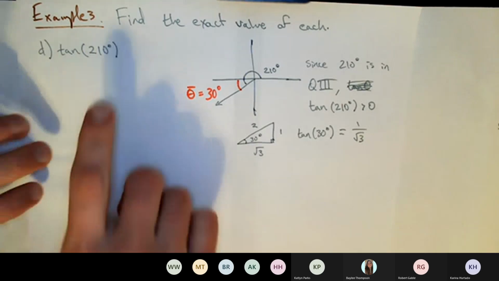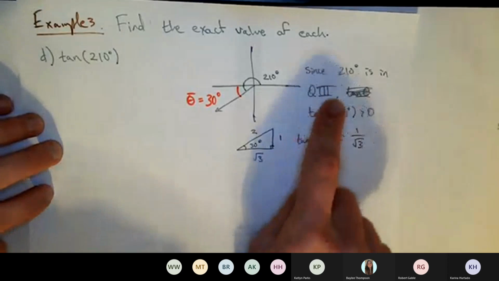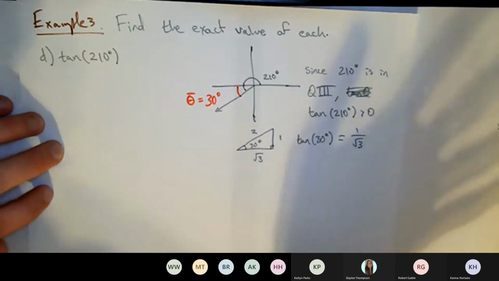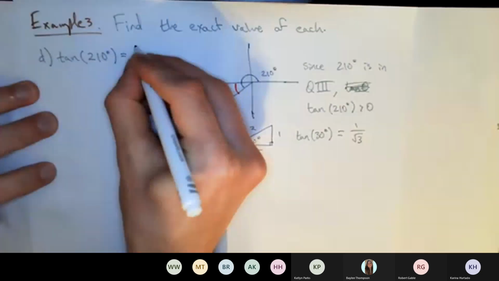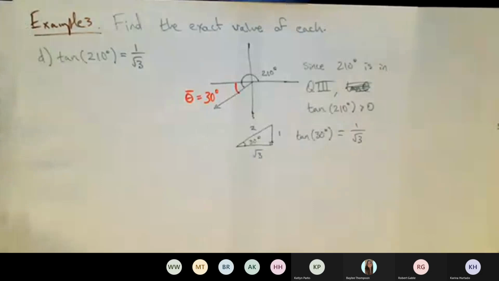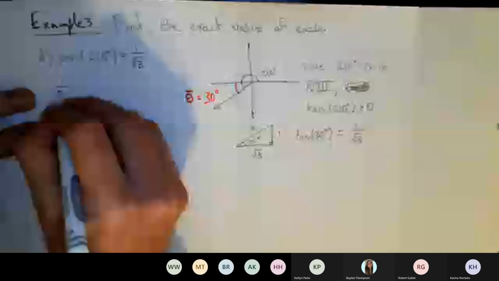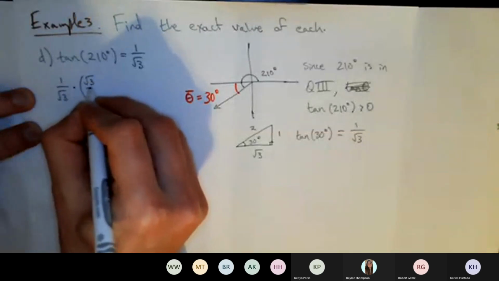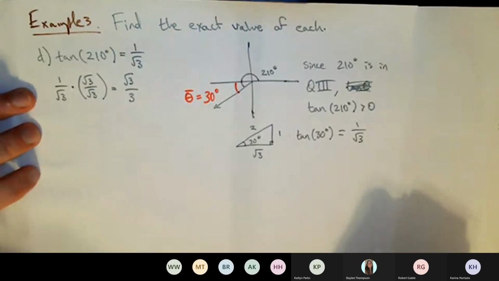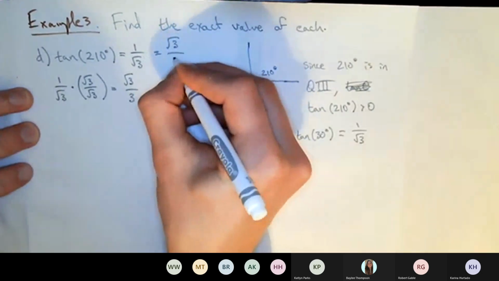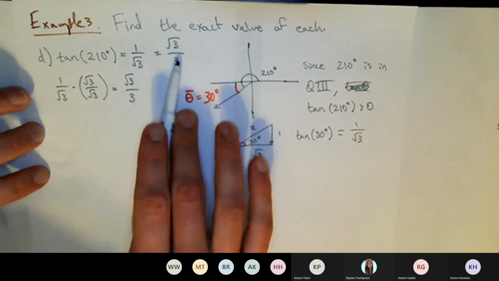How does that translate over here to tangent of 210 degrees? It's exactly the same, except I need to say tangent is positive. Oh, so that's fine. I don't need to change the sign. So tangent of 210 degrees should be 1 over square root of 3. And then if I wanted to rationalize the denominator, I could say, by the way, 1 over square root of 3 times square root of 3 over square root of 3 is going to be square root of 3 over 3. So if I really wanted a nice clean answer with a rationalized denominator, then tangent of 210 degrees is equal to square root of 3 over 3.